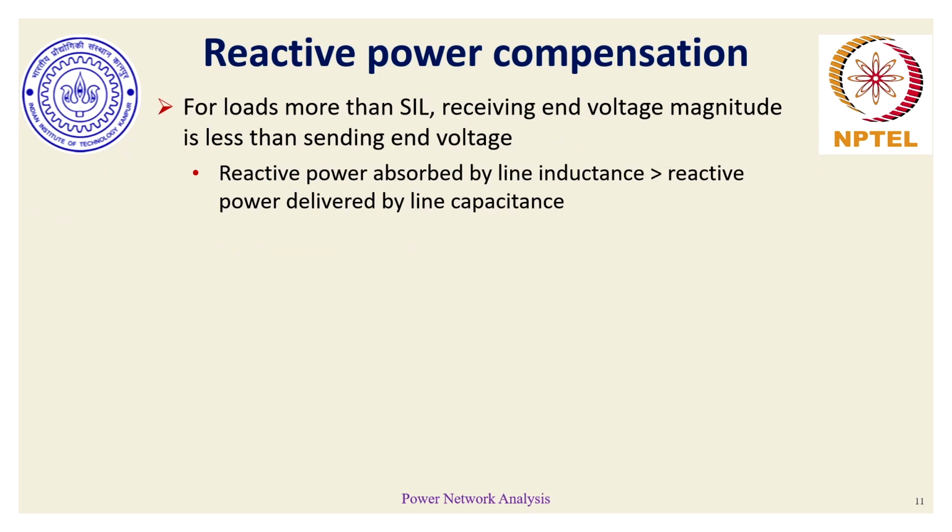For loads more than the surge impedance loading, the receiving end voltage would be less than the sending end voltage. So reactive power will be more absorbed by the line inductance, and the rest of it would be generated by the line capacitance.